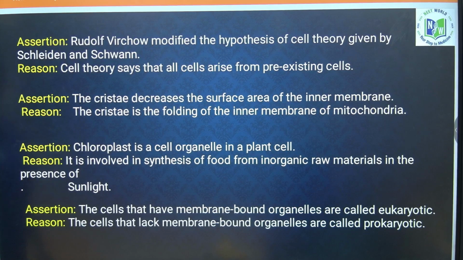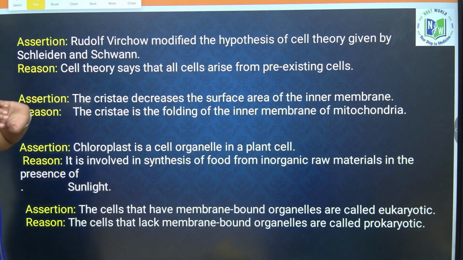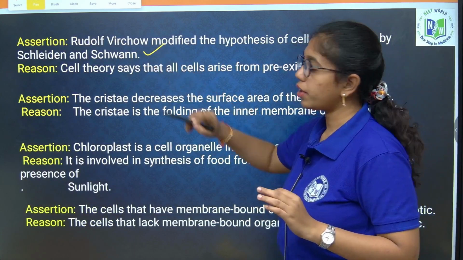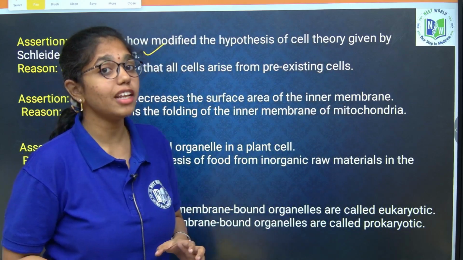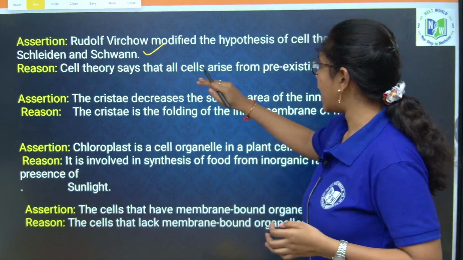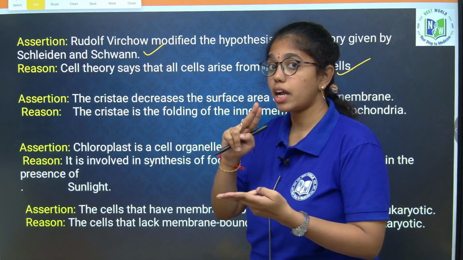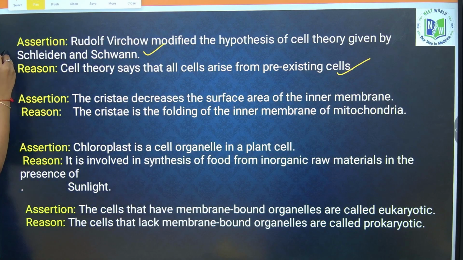Here, in the assertion, Rudolf Virchow modified the hypothesis of cell theory given by Schleiden and Schwann. Of course true. He modified it saying that all cells arise from pre-existing cells, omnis cellula e cellulae. That is the modification he has done. The reason says that all cells arise from pre-existing cells. Of course, these two statements are true, but the reason is not explaining the assertion. Look carefully. So here the option is 2.